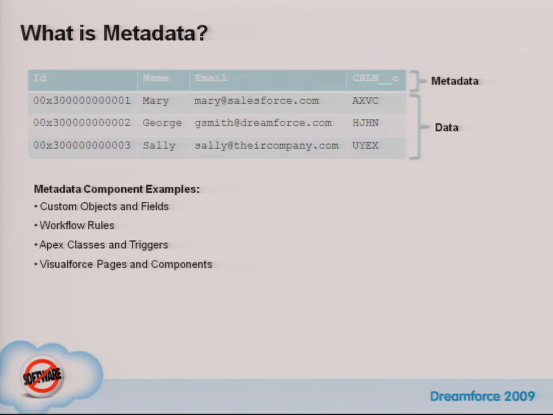Here are some other examples of metadata beyond the typical database row example, especially with Force.com. The custom objects and fields are similar to what's shown at the top. But then also things like workflow rules, your Apex classes, your Apex triggers, Visualforce components, and Visualforce pages. All of that is metadata in Salesforce that lives in your organization on our servers, but it's really separate from the data. It either describes the data or works at manipulating or configuring the data.